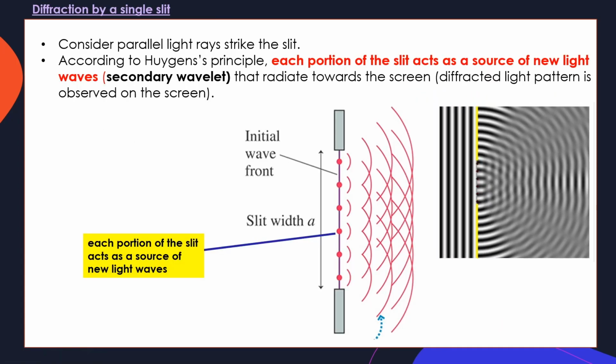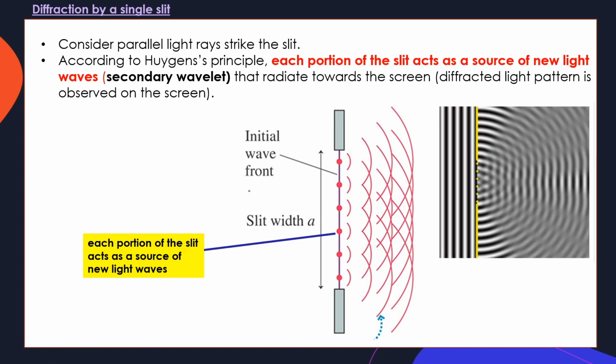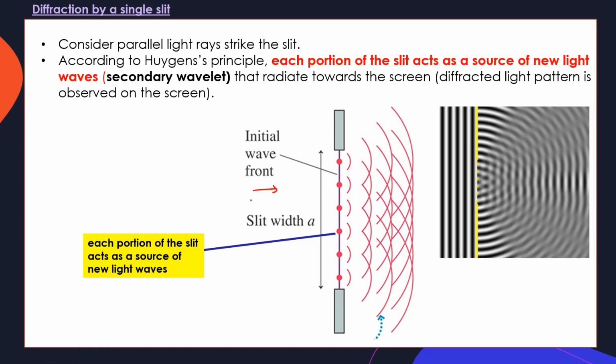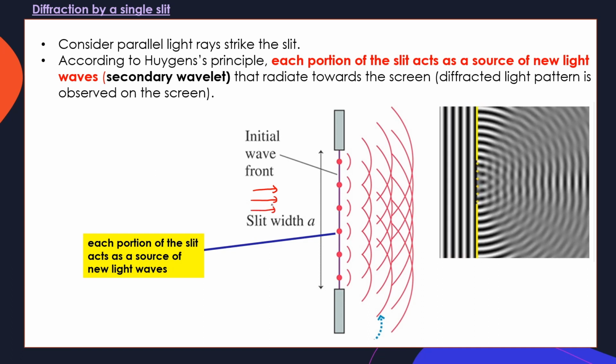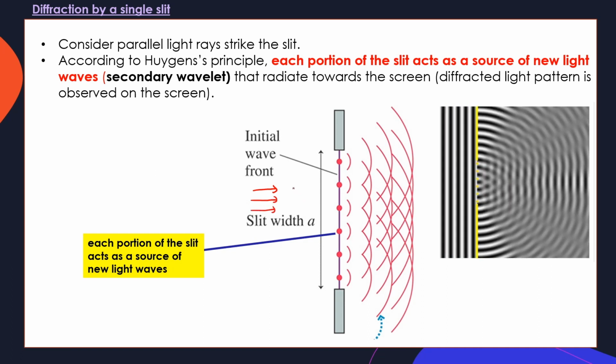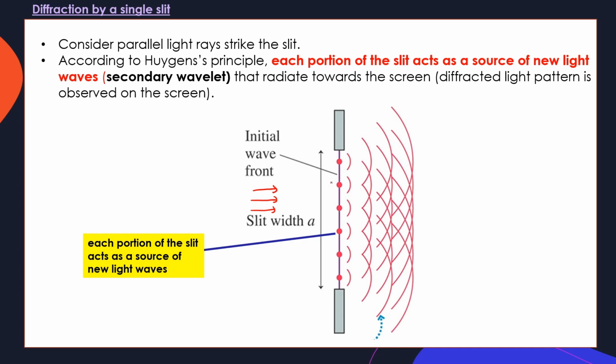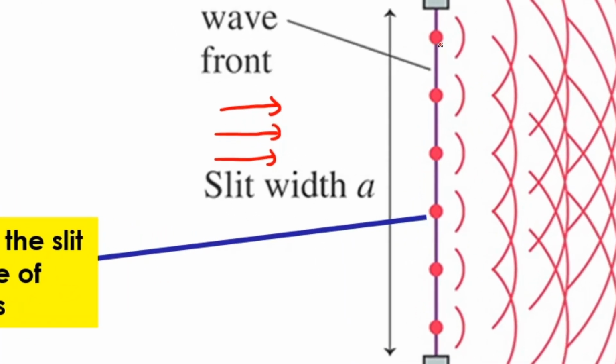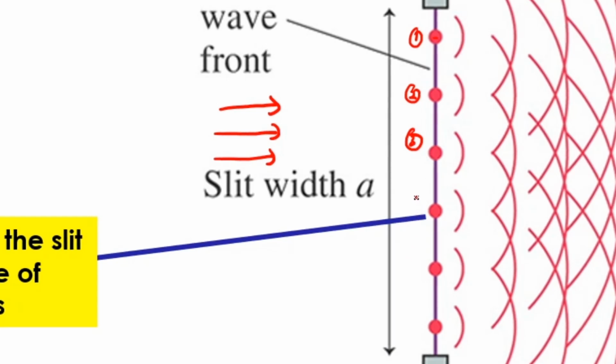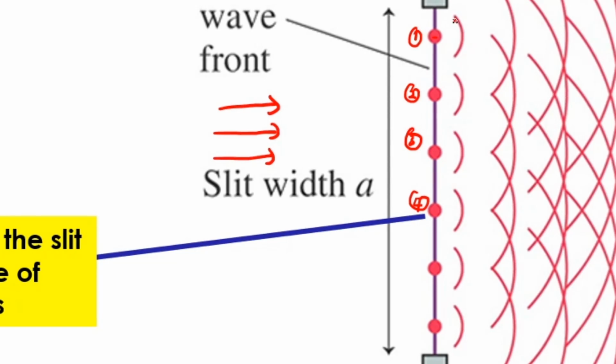Okay. So now look at here. Let's say we have parallel light rays coming from here. Okay. So these are the light rays. And according to the Huygens principle, each portion of the slit now acts as a source of new light. Okay, so we have 1, 2, for example. We have many sources of new light waves, for example 1, 2, 3, 4. Okay, and we call them the secondary wavelets, where the secondary wavelets will radiate to the screen.